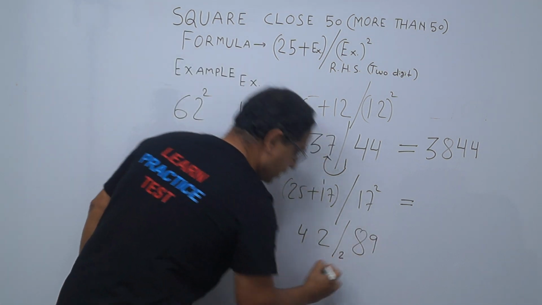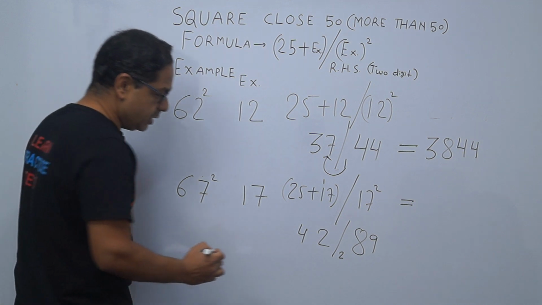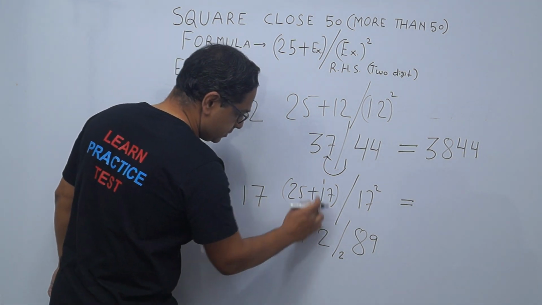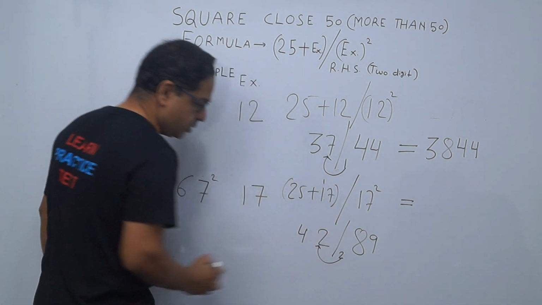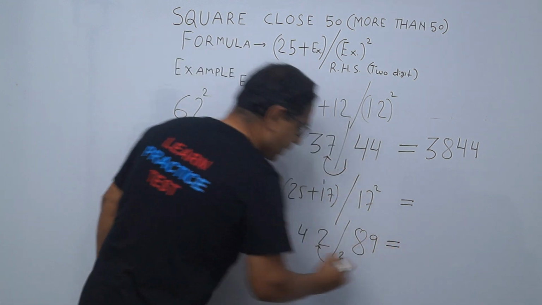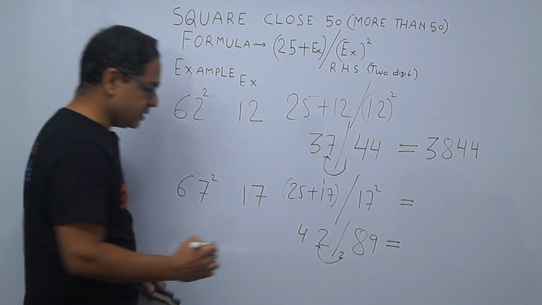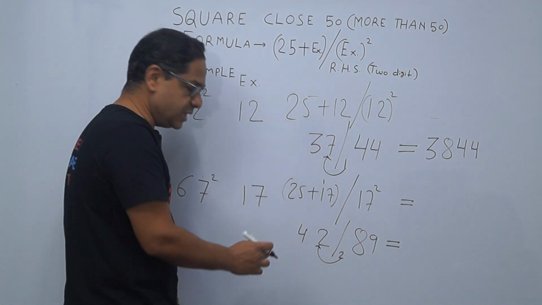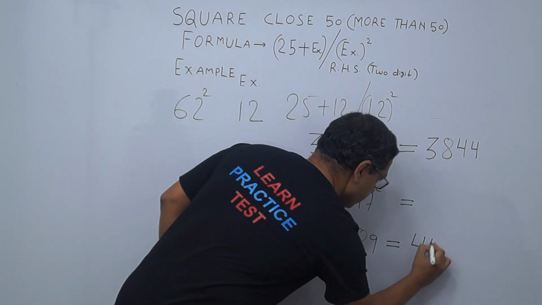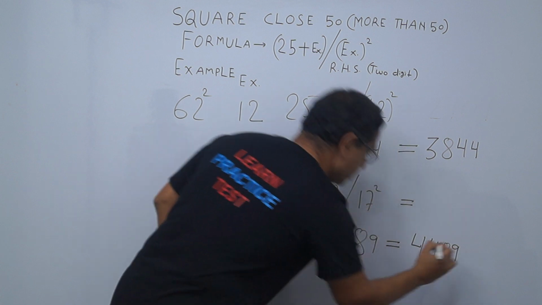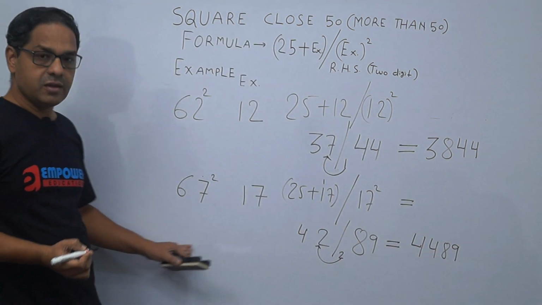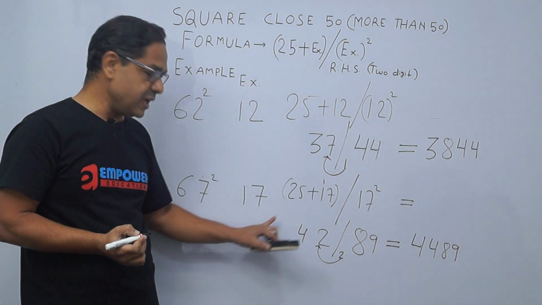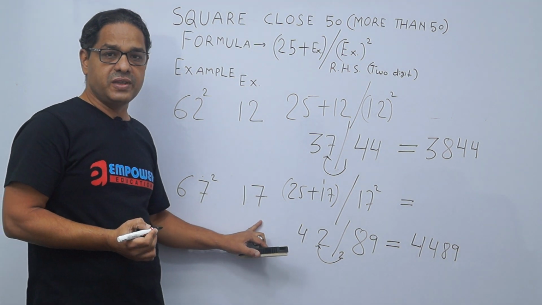So we write 89 and take 2 as a carryover and add it to the left. So for the final square of 67, we add these 2 to the left side of the number. That gives you 4489. So this way we can use this technique to find the square of any number which is close to 50 and greater than 50.